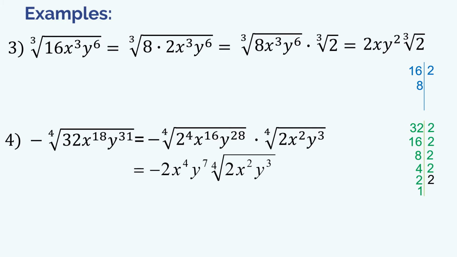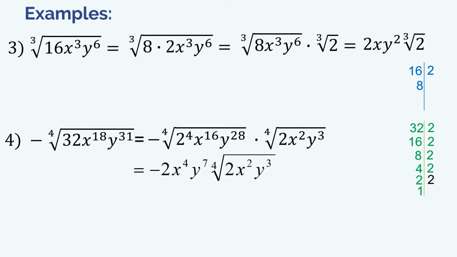What would be the 4th root of 2 to the 4th power? Easy, divide the powers. 4 divided by 4 is 1, so it will be 2 to the 1. x to the 16. What will be the 4th root of x to the 16? 16 divided by 4 is 4, so it will be x to the 4th power. And what will be the 4th root of y to the 28? 28 divided by 4 is 7, so y to the 7th power.